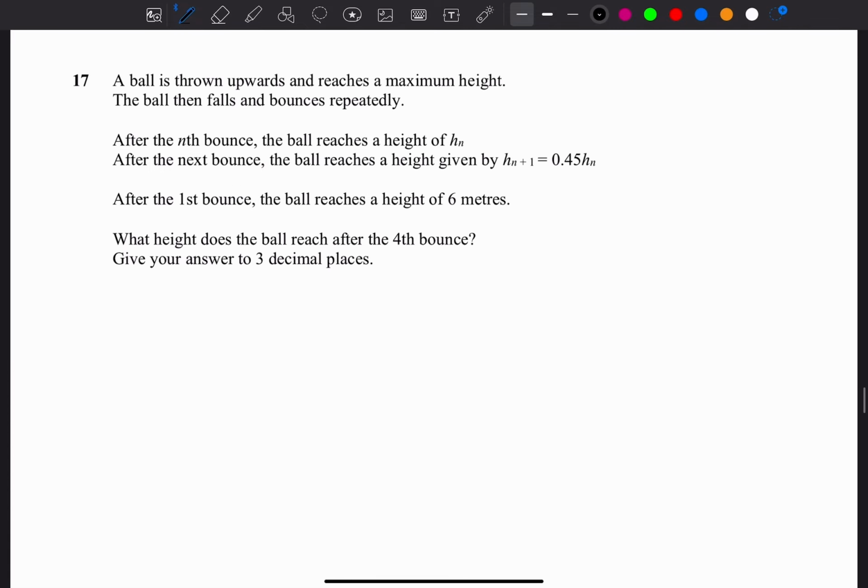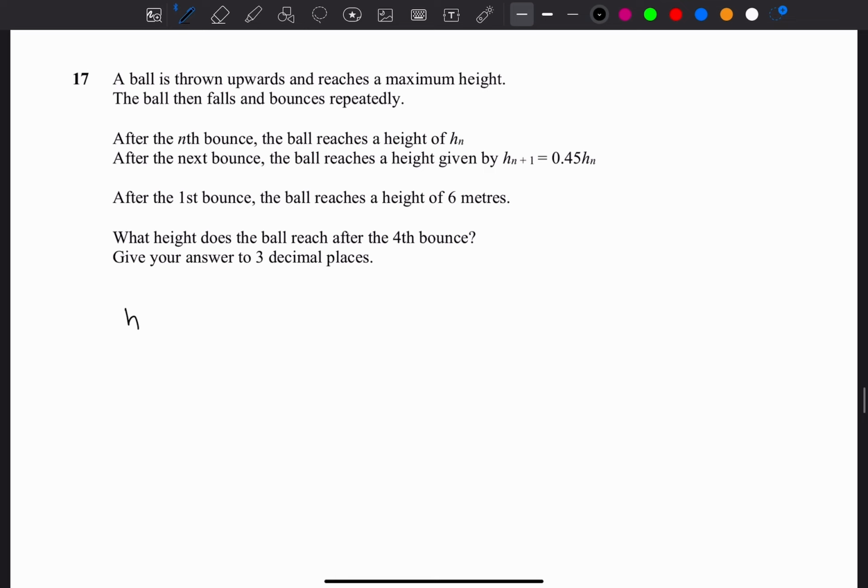The ball is thrown upward and reaches a maximum height on each bounce, given that, on the 4th bounce. After the first bounce, it has reached a height of 6 meters. So h1 is 6, then h2, h3, h4. How to do it is you type 6 in the calculator. So it's 0.45 times 6, more or less. It's because of this equation, right?